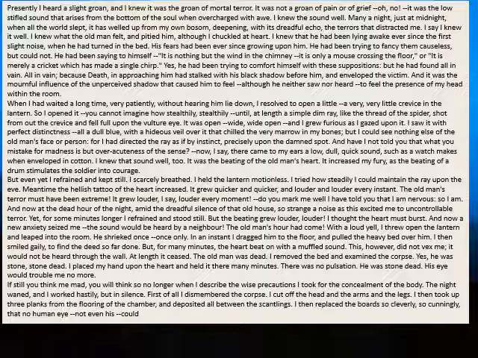The night waned and I worked hastily, but in silence. First of all I dismembered the corpse. I cut off the head and the arms and the legs. I then took up three planks from the flooring of the chamber and deposited all between the scantlings.